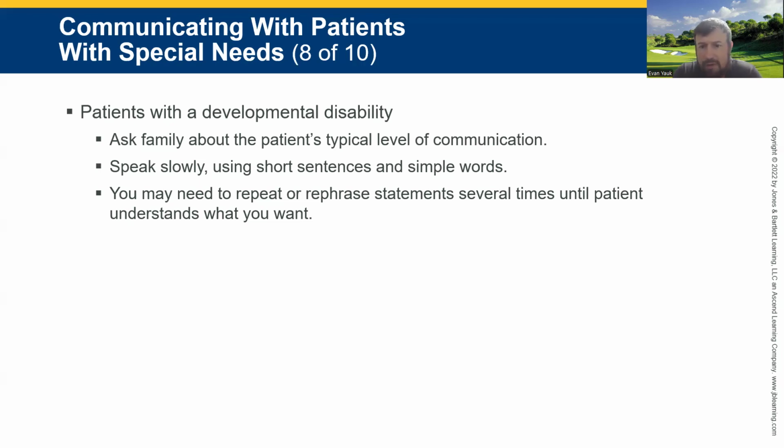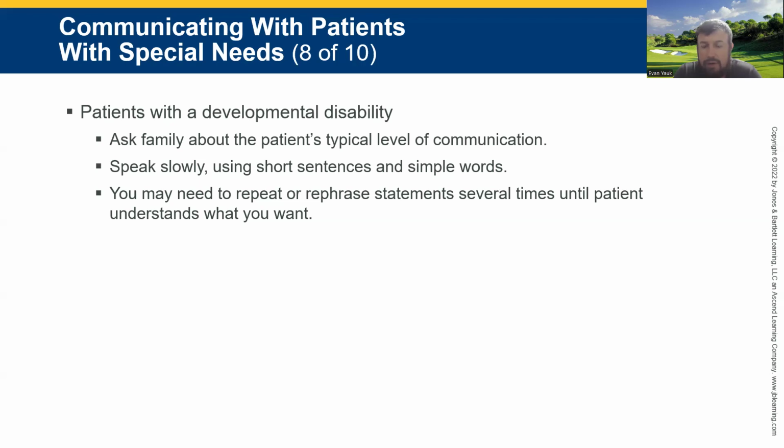We want to speak slowly and we want to use short sentences and simple words. Once again, we're not going to talk over their heads. We want to make sure they understand us. You might have to repeat things and reword things until they understand it. Once again, this can be a grown adult with a learning disability of some kind. And the caregiver might have to stay with you. It can be a grown person that still needs that caregiver with them.